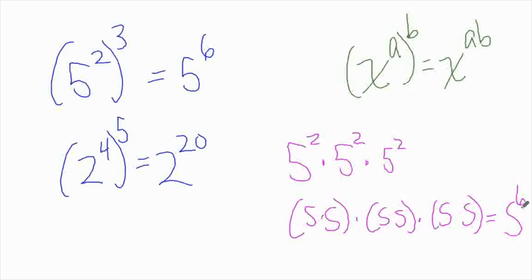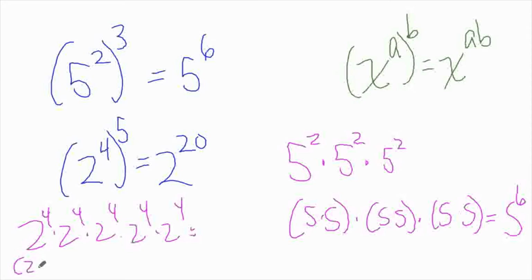Okay, the same idea will work with any number. So like the 2 to the 4 to the 5, we've got 5 2 to the 4s, right? Each of those is a packet of 4, so you would have 2 times 2 times 2 times 2, and then you'd have 5 of those quartets, to use a fancy word. So count them all, 5 times 4, so that means you would have 20. All right, that's why that one works.